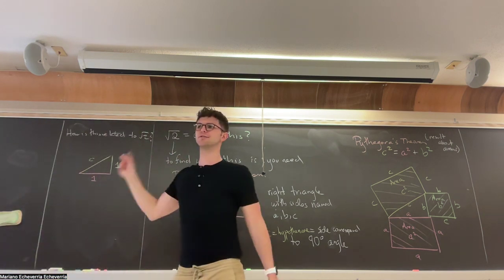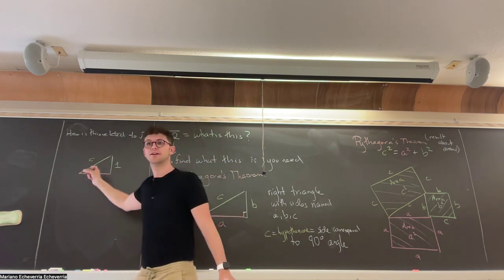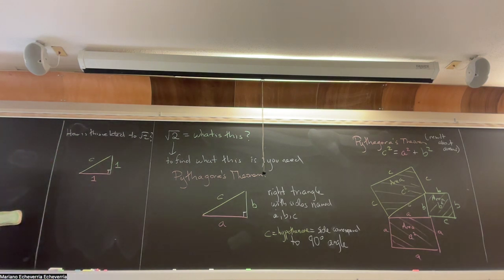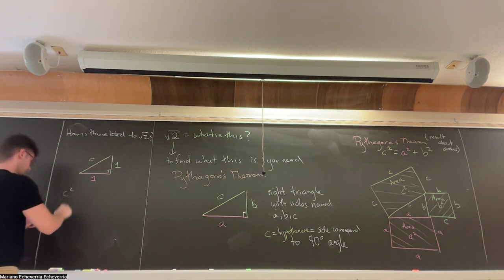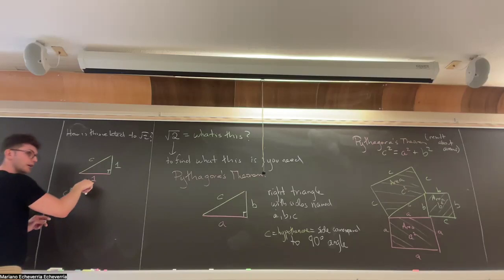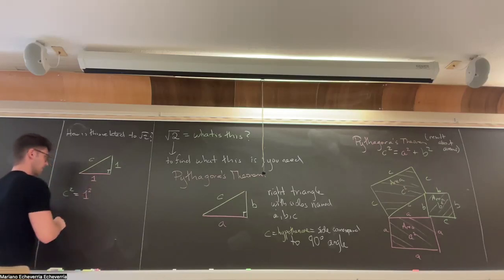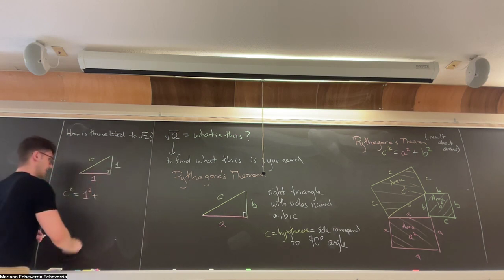Okay, so let's say that you have two sides of a right triangle that are of unit length, like this. Then what does Pythagoras' theorem tell you about this right triangle? It says that the square of this side equals the square of this side plus the square of this side.